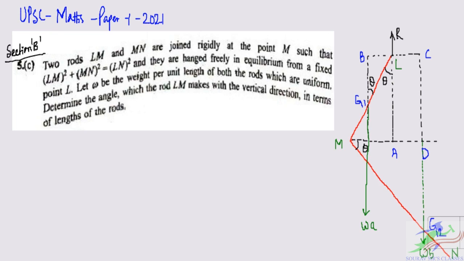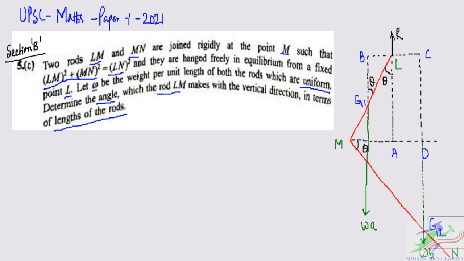Two rods LM and MN are joined rigidly at the point M such that LM square plus MN square is equal to LN square, and they are hanged freely in equilibrium from a fixed point L. Let omega be the weight per unit length of both the uniform rods. Determine the angle which the rod LM makes with the vertical direction in terms of the length of the rods. So you have to find the angle.